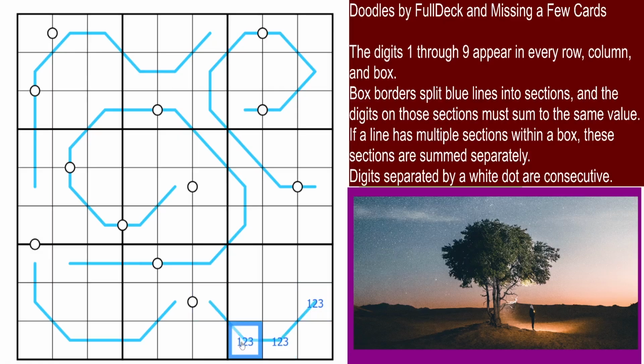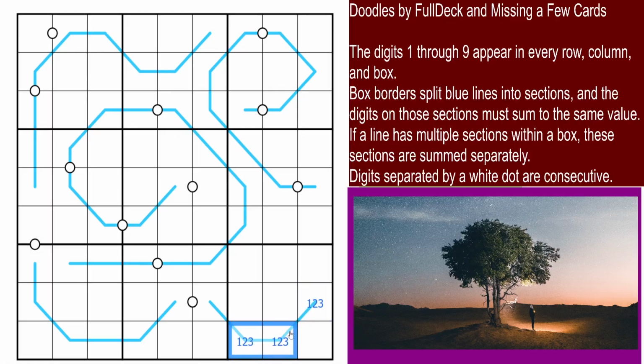That means the sum is a single digit, because this is a single digit and it cannot be more than 9. So whatever sum is here should be a single digit. So this sum is also a single digit, and the minimum digits we can put here are 1, 2, 3.